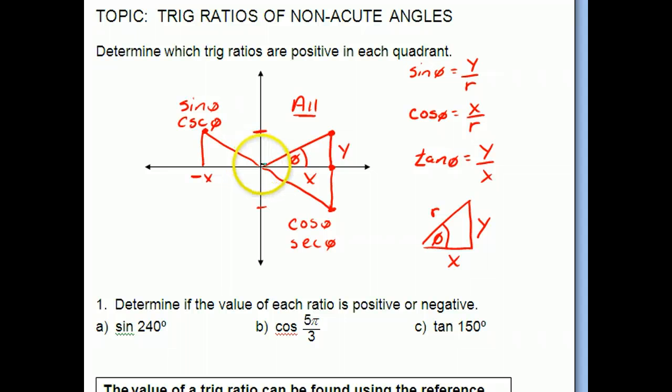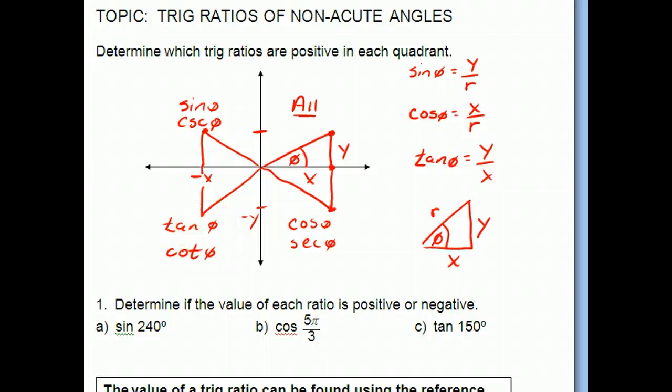And last but not least, we'll go over to this quadrant. Here I'm going to have a negative x and a negative y. So the trig function that's going to be positive in that quadrant is going to be tan, because both x and y are negative, so it's going to be positive.